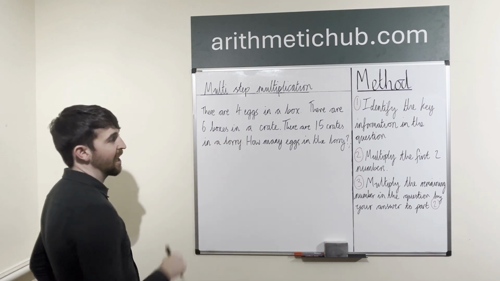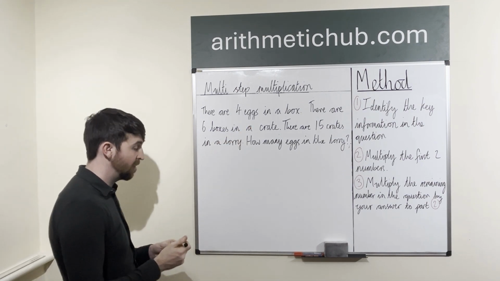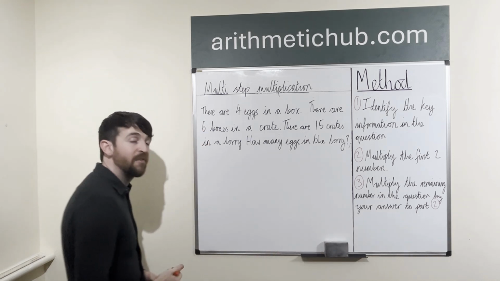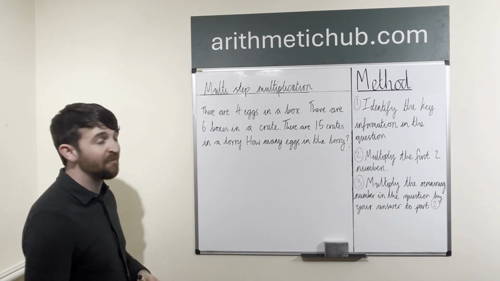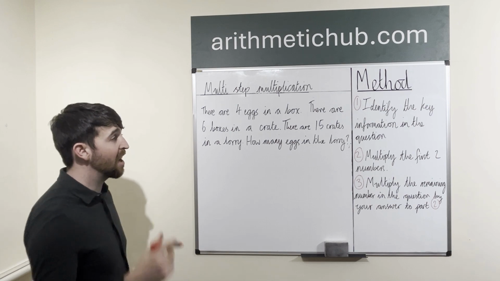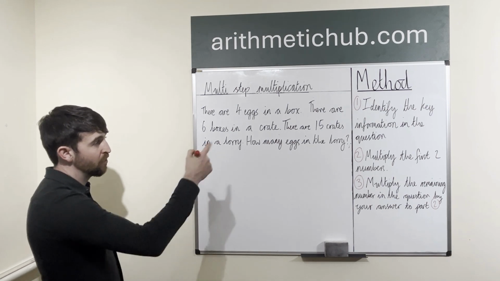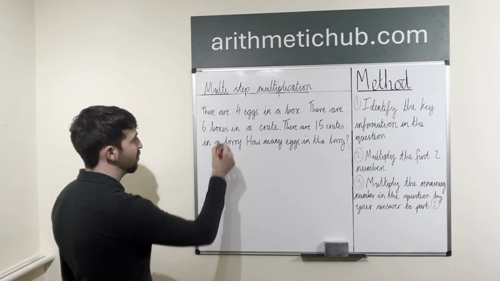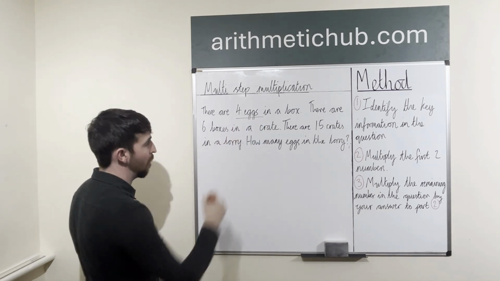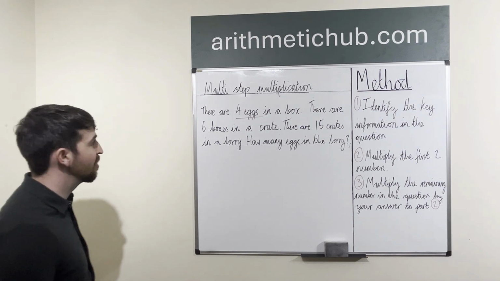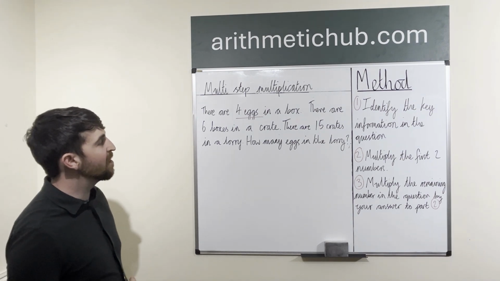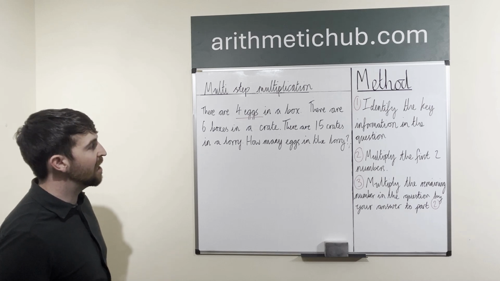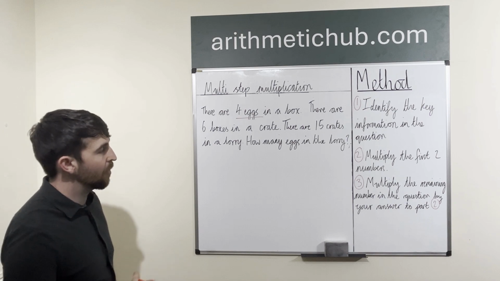So first thing, identify the key information in the question. Now this is really important for any reasoning question, but when it's very, very wordy, I would say it becomes even more important. Well, I know there's 4 eggs in a box. In fact, let's read the question together again first. There are 4 eggs in a box, there are 6 boxes in a crate, there are 15 crates in a lorry. How many eggs in the lorry?